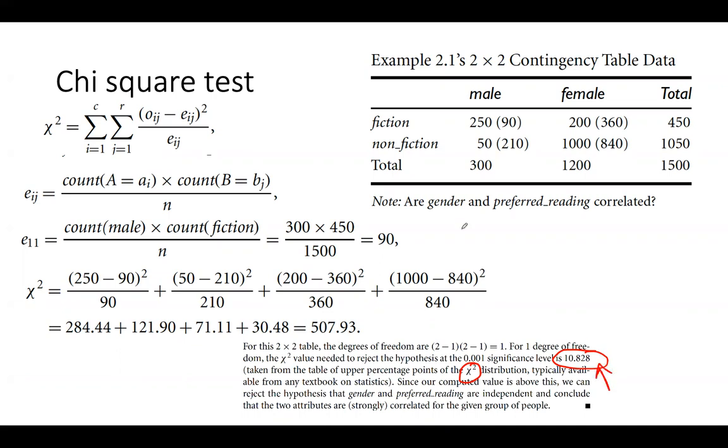So what we do now, we can safely reject our null hypothesis, which was that gender and preferred reading are not related, okay? So that means gender and preferred reading are actually related. In this case, they are strongly related, meaning that I could just use male or female independently because one or the other will give us similar results. So in our case here, we can reject the null hypothesis that gender and preferred reading are independent and conclude that the two attributes are strongly correlated for the given group of people. And that's chi-square, okay?